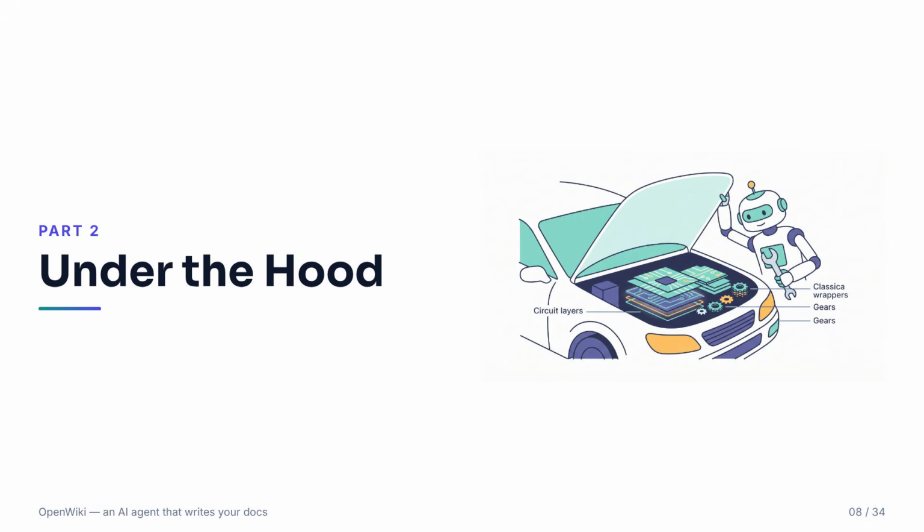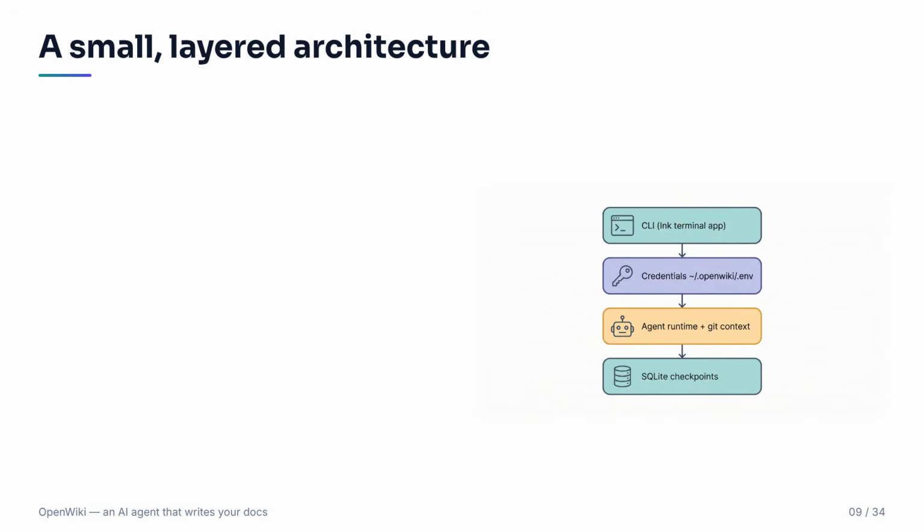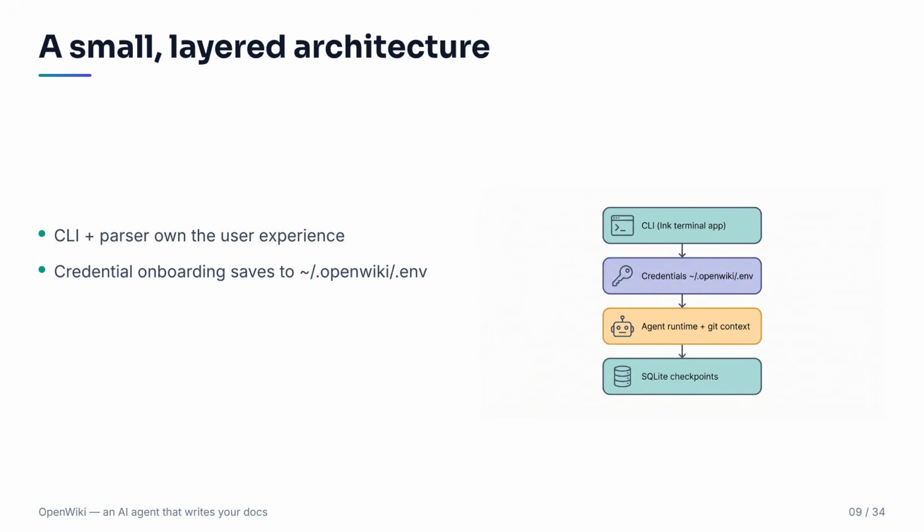Now let's pop the hood and see how OpenWiki is put together. The architecture is small but nicely layered. The CLI and its command parser own the user experience. A credential onboarding flow saves your provider keys to a .env file in your home directory. The agent runtime resolves which provider to use, collects Git context before the model ever runs, and a SQLite checkpoint database keeps every conversation resumable.